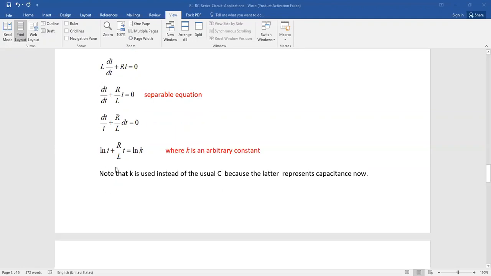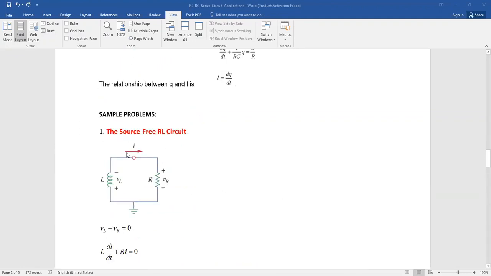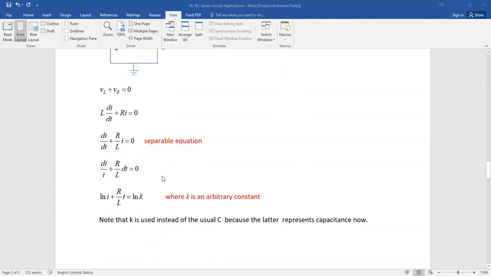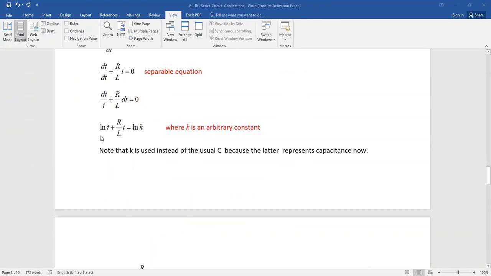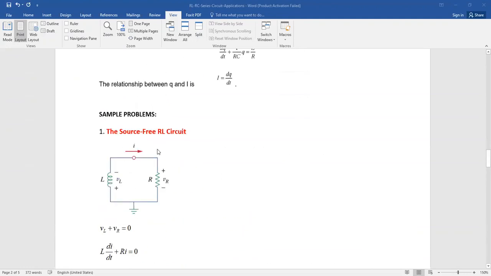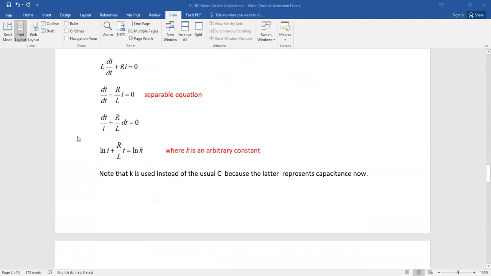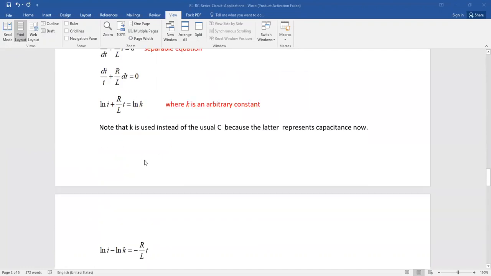So this is our circuit for this source-free RL circuit. This is our model DE for this source-free RL circuit. This is your model DE. In itself, it's already a differential equation.